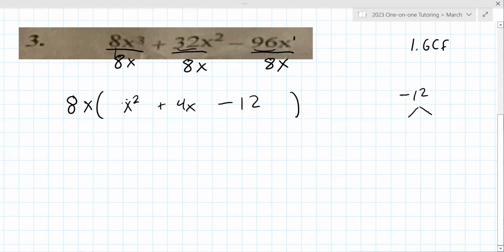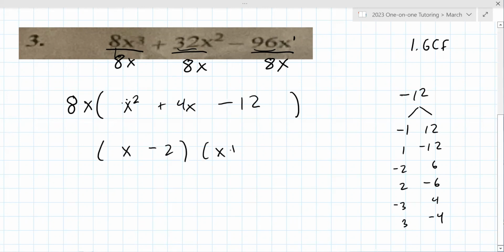Two numbers that multiply to minus 12 but add to positive 4. Okay, so that's like minus 1 and 12, 1 and minus 12, minus 2 and 6, 2 and negative 6, negative 3 and 4, 3 and negative 4. Minus 2 and 6, yes. And coming up with this list is really, really important here. So x minus 2, x plus 6. Bring that 8x down. Don't forget to do that one.